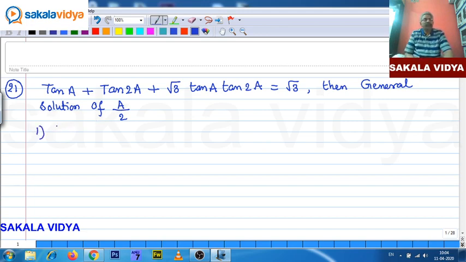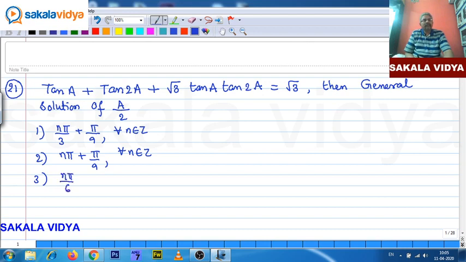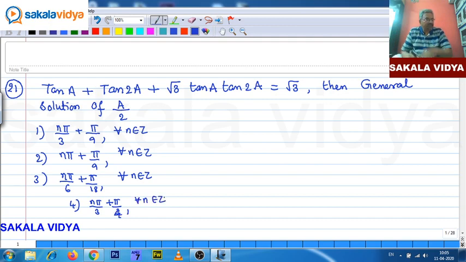First option, n pi by 3 plus pi by 9 for every n belongs to Z. Second option, n pi plus pi by 9 for every n belongs to Z. Third option, n pi by 6 plus pi by 18 for every n belongs to Z. Fourth option, n pi by 3 plus, sorry, pi by 4 for every n belongs to Z. So this is the question. First note down, all of you.